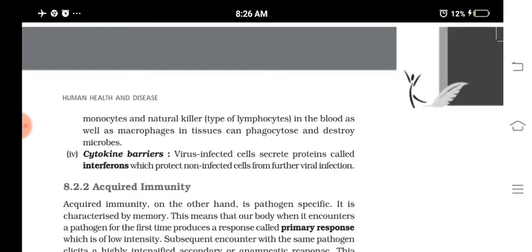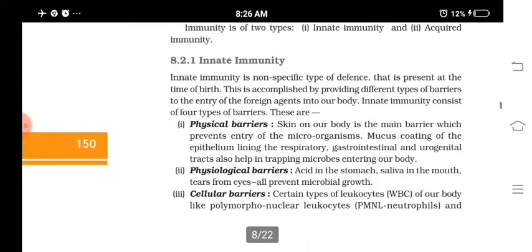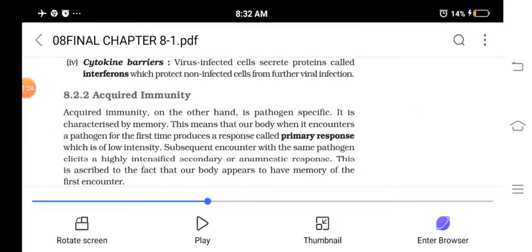So they are known as cytokine barriers. All these are not specific against a particular disease. All this is present as a general protective system. So what do they include? Physical barriers, physiological barriers, cellular barriers, and cytokine barriers. I told you the innate immunity is not specific, isn't it? It's general barriers. Generally, the body offers some kind of immunity that is present from birth itself.